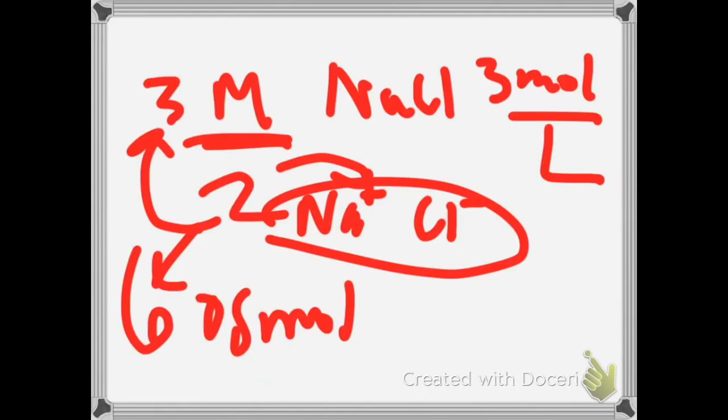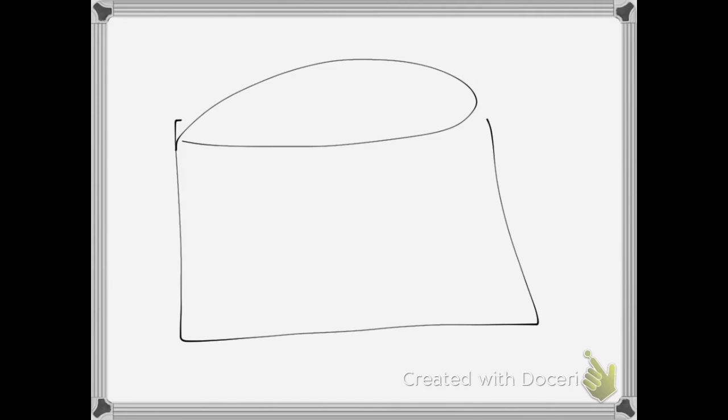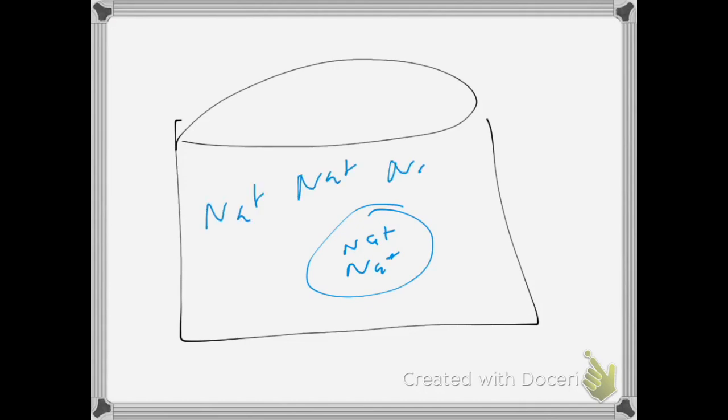Let's see what happens when we put a cell in a certain type of solution. So let's draw our beaker, and I'm going to put a cell in there, and we'll see how sodium is going to move in this cell. Within this cell, we have two sodium ions. Outside the cell in the solution, we have too many sodium ions, so just a bunch.